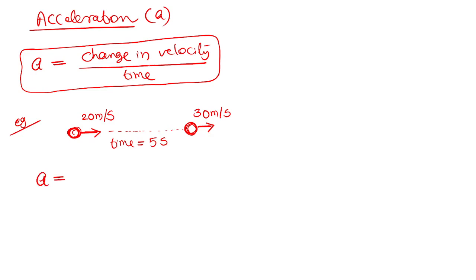Acceleration is equal to change in velocity by time. Change in velocity means final velocity minus initial velocity. That is the difference. The change in velocity happens in 5 seconds. This is 10 by 5. I will tell you the unit right now.